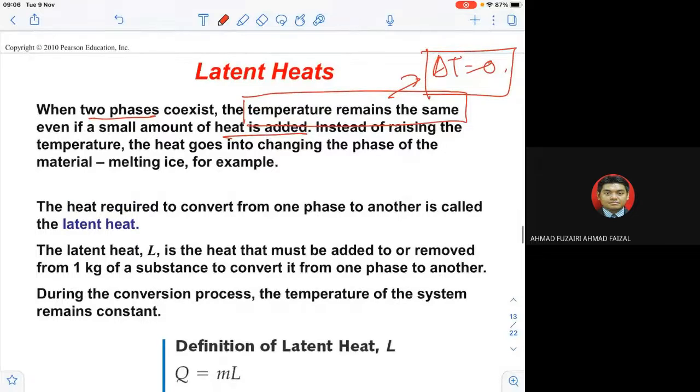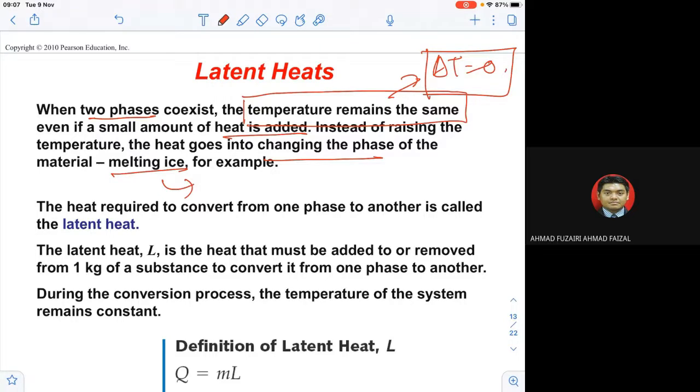In this part, instead of raising the temperature, the heat goes into changing the phase of the material. For example, melting ice. We add some heat into the system, but the temperature doesn't go up or down. In fact, the heat is only required to change the phase of the material. Change the phase. For example, melting ice.